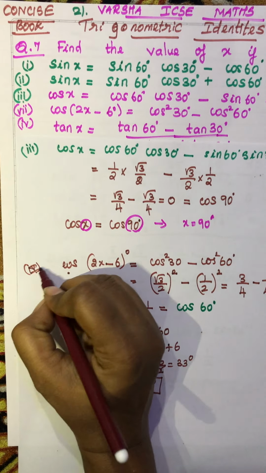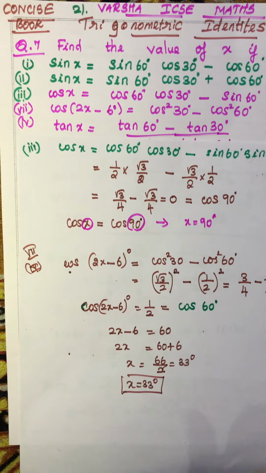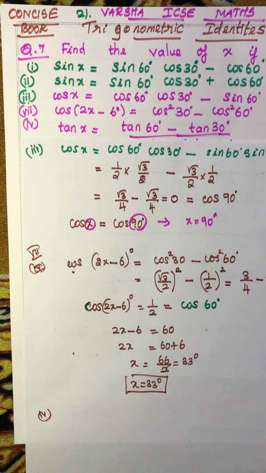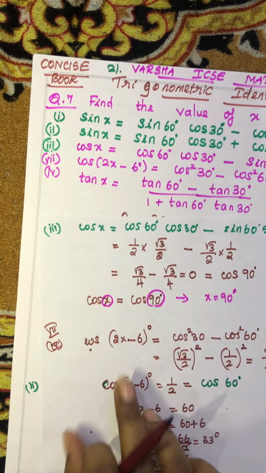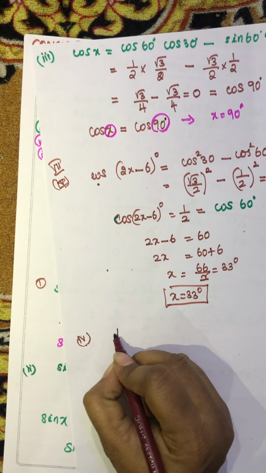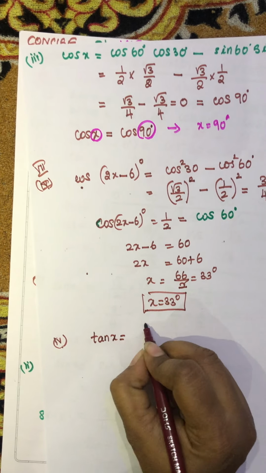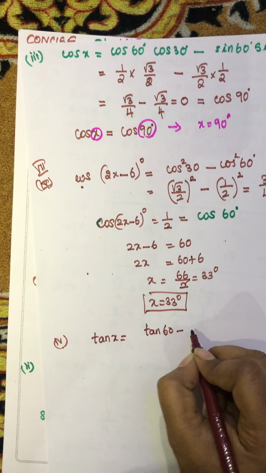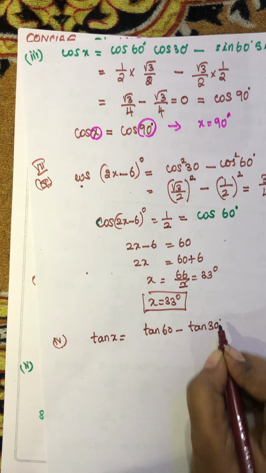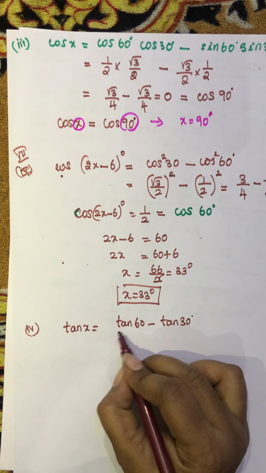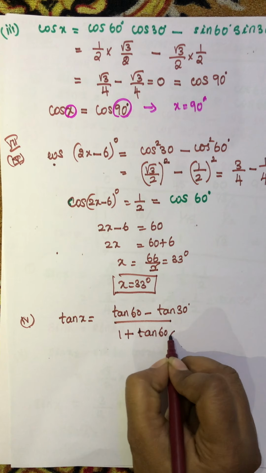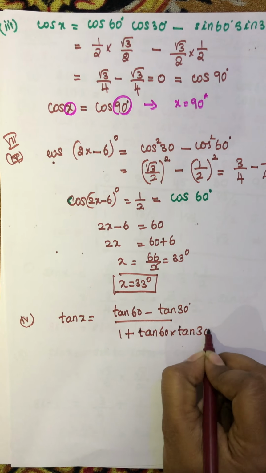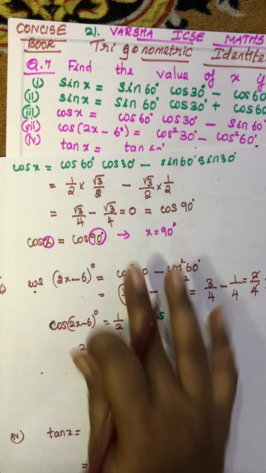Okay, now go to the next sum. This is the 7th one, sorry, and we are going to do the 4th sum. So what is the sum? That is tan 60 minus tan 30. It is equal to tan x. So tan x is equal to tan 60 degree minus tan 30 degree by 1 plus tan 60 into tan 30. If you know the values well, this sum is a very easy one.